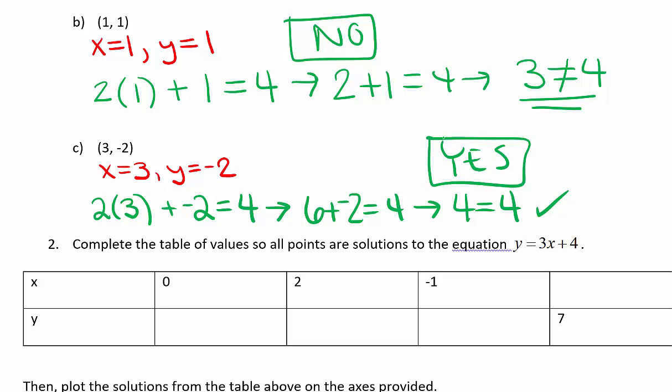So linear equations with two variables can have more than one solution, and in fact, they end up having an infinite number of solutions. There's an infinite number of pairs of numbers that will give you true statements when you plug them into the equation.